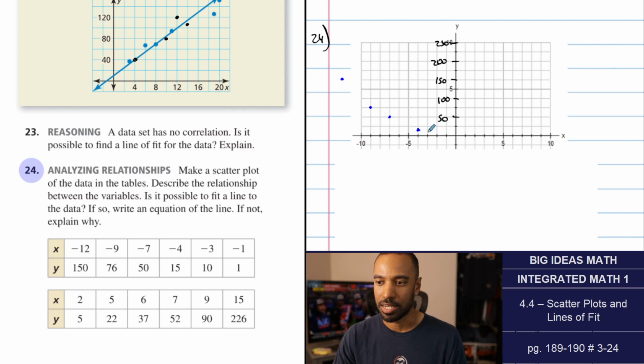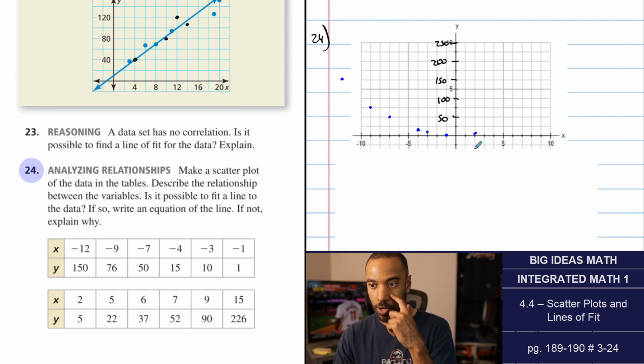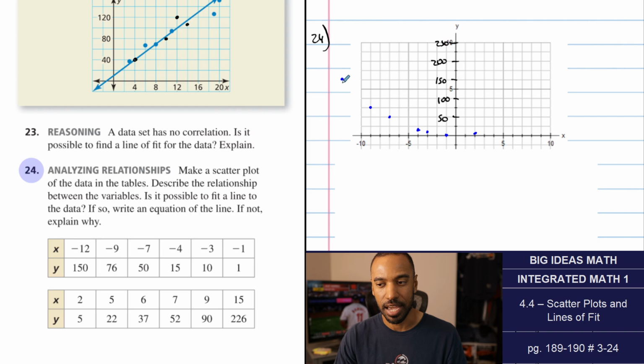Negative 3 is at 10, 2/5 of the way up. Negative 1 is at 1. I won't be able to see the difference there, so I'm just going to place it on 0. And then we're in positive range for x. 2 is 5, a fifth of the way up to 25. So you can see here, it was trending downward. A little bit of a curve, but it was trending downward. Negative trend. You can still draw a line through that.